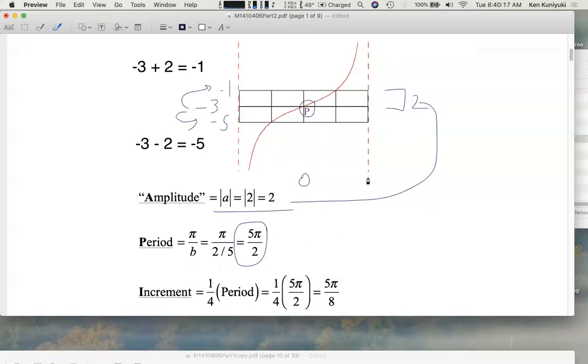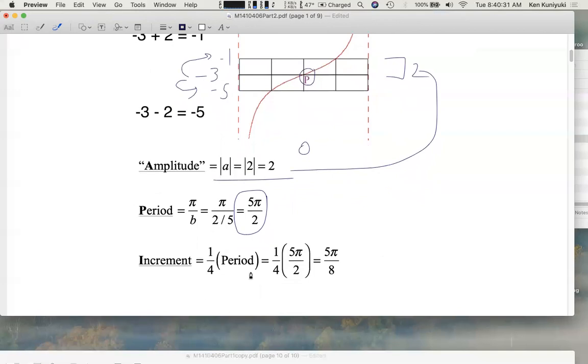Do we put 5 pi over 2 here at this VA? The answer is no, because 0 is not at the left edge, it's at the center. So we do not put 5 pi over 2 anywhere over here. Instead, we're going to use the increment. For all 6 trig functions, we cut the period into quarters. We take 1/4 of the period. 1/4 times 5 pi over 2. We multiply across, we get 5 pi over 8. That's the increment. That's the number that we're going to add and subtract in this case to get the various x-coordinates for our frame.